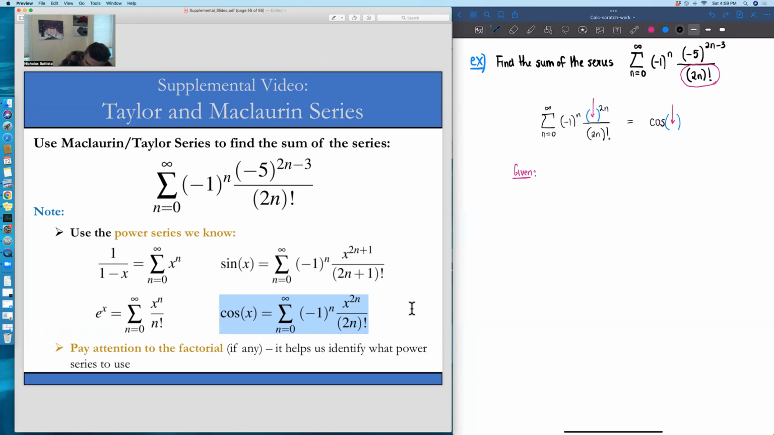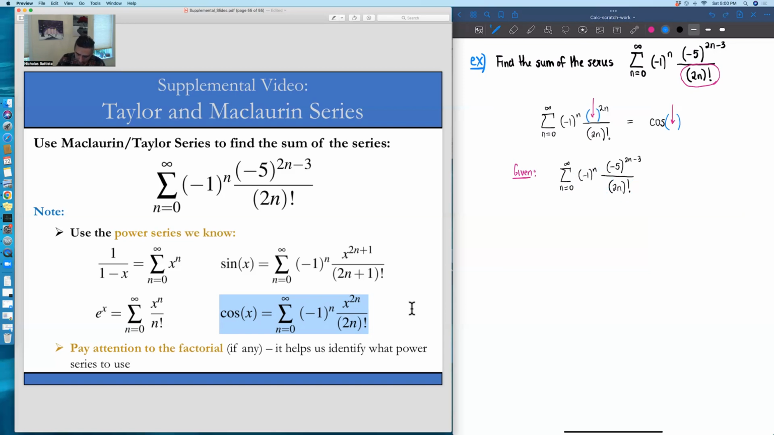We're given the series from n equals 0 to infinity, (-1)^n times (-5)^(2n-3), all over (2n)!. What we need to do is identify what's similar to the cosine series and what's different. We'll have to use some algebra to help us out. For the cosine series, we have a (-1)^n, so that checks out already. We, of course, have that (2n)! in the denominator. So the only thing we need to figure out now is how to handle what's in the numerator.